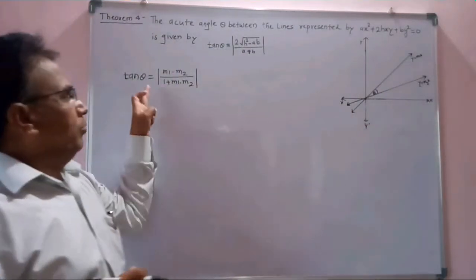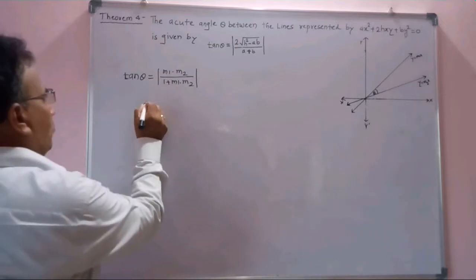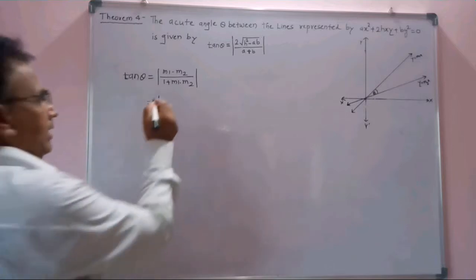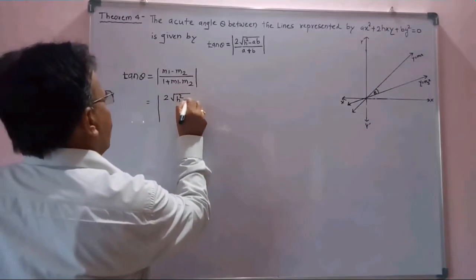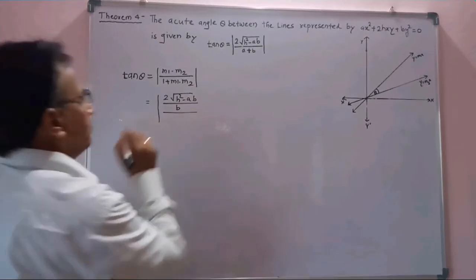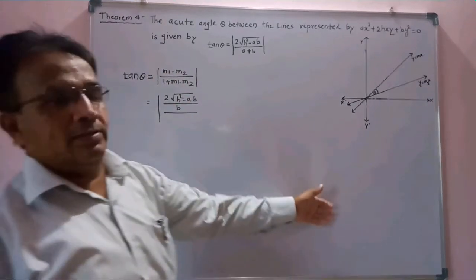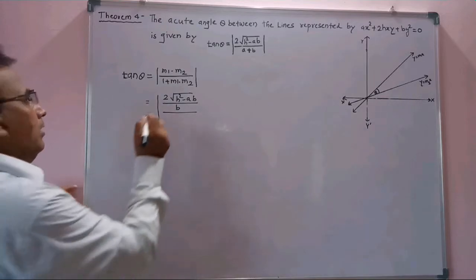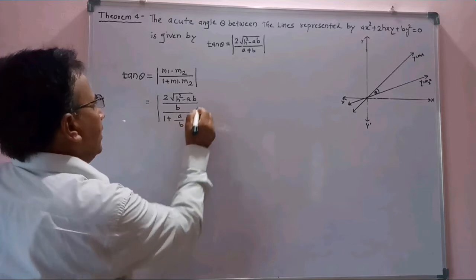Therefore tan theta equal to mod of m1 minus m2 divided by 1 plus m1 dot m2. m1 dot m2 is the product of two slopes, which is a by b. The value of m1 minus m2, already discussed, is 2 into root h square minus ab divided by b, and totally divided by 1 plus m1 dot m2.